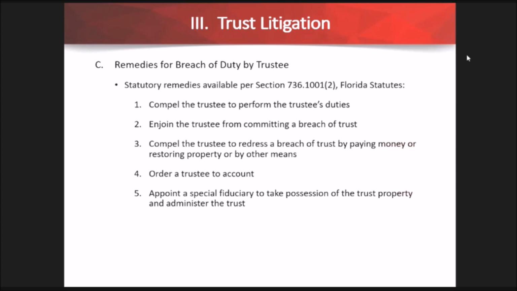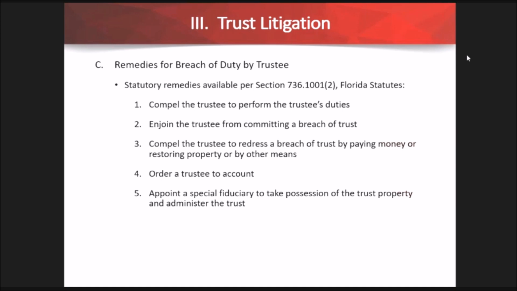Number 3, compel the trustee to redress a breach of trust by paying money or restoring property or by other means. And again, this is if a trustee has taken money out to pay for maybe a child to go on a trip with them that was not trust related. Maybe the court says, no, you shouldn't have done that. You've got to put the $300 back for that ticket.